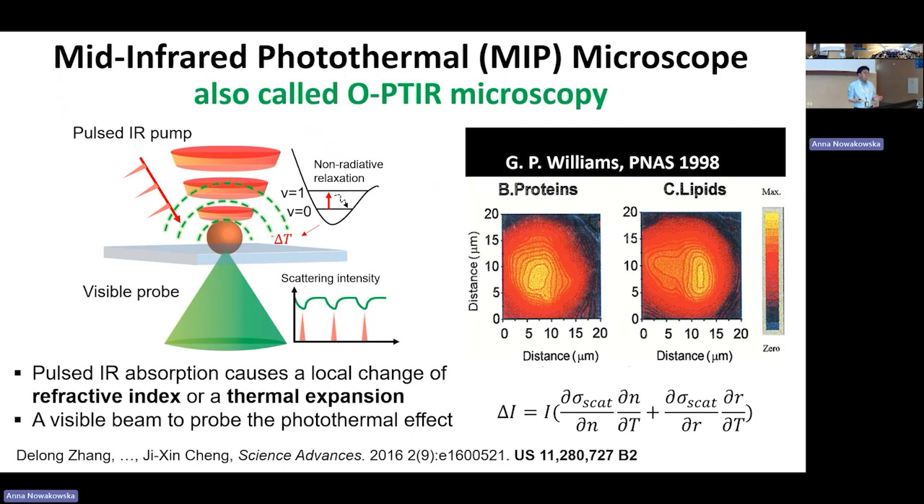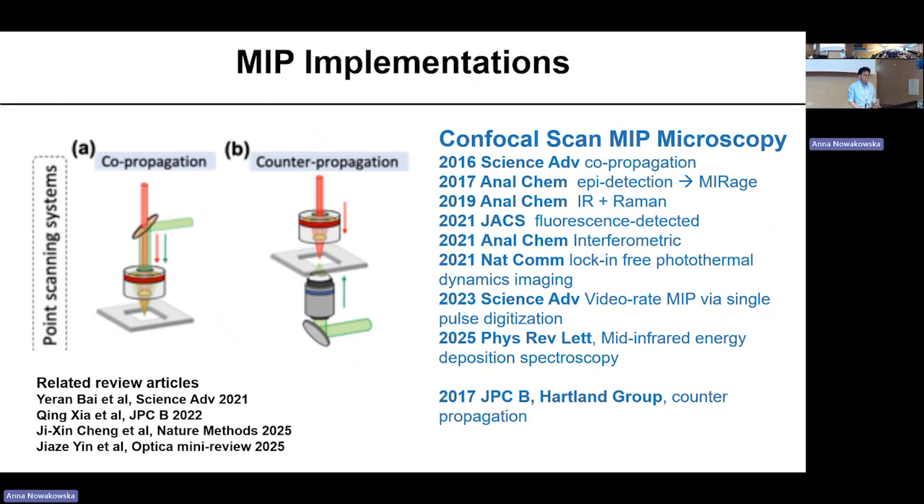Over the past 10 years, many groups have contributed to this technology. To summarize, we have three methods to do MIP microscopy. The first one is called confocal scan MIP, like confocal fluorescence, and this can be done in two ways. One is co-propagation through a Cassegrain lens, and the other is counter-propagation, with the IR and the visible from two sides of the sample. Initially, we scanned the sample, but you can also scan the laser beam to reach video rate.